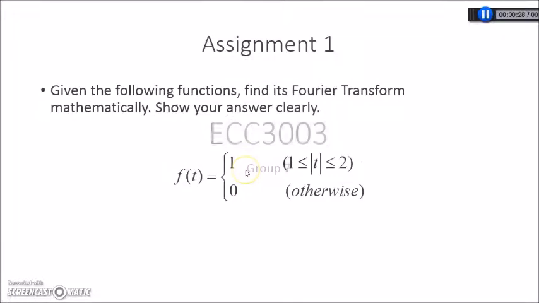So here, the question given to us is as follows. Given the following function, find its Fourier transform mathematically. Show your answer clearly. We have f(t) equals 1 when 1 is less than or equal to modulus t and modulus t is less than or equal to 2, and elsewhere the function is defined as 0.